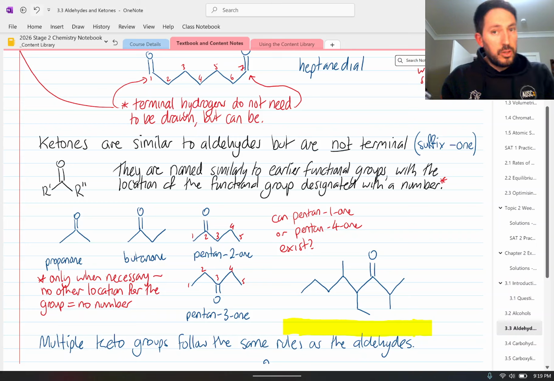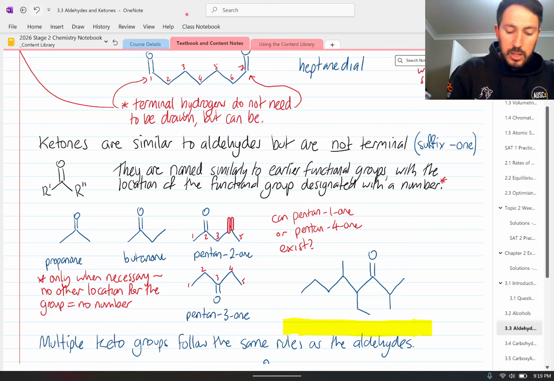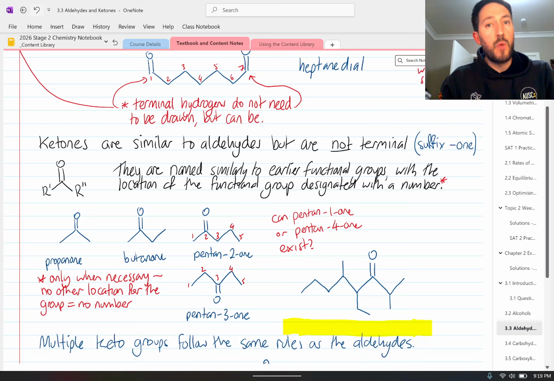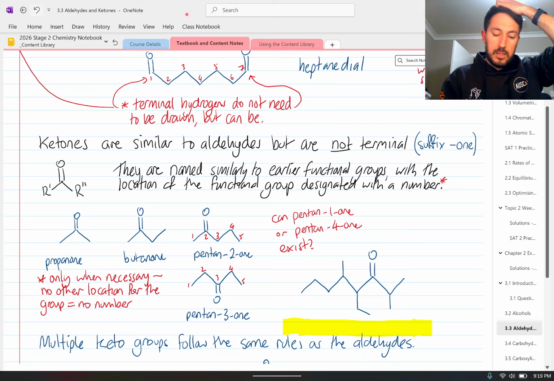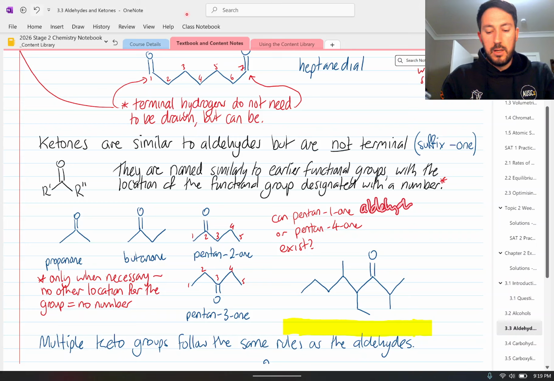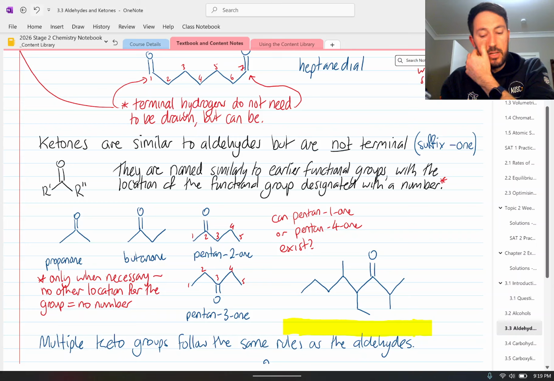pentane 4-one does not exist, because if the carbonyl group was here, we would start our numbering from the right instead of the left, and it would be pentane 2-one. So pentane 4-one cannot exist, neither can pentane 1-one. This one because it would be an aldehyde, and this one because it would be identical to pentane 2-one, and we always use the lower number if we have a choice.